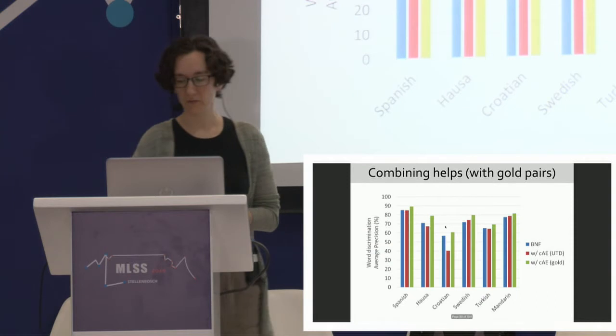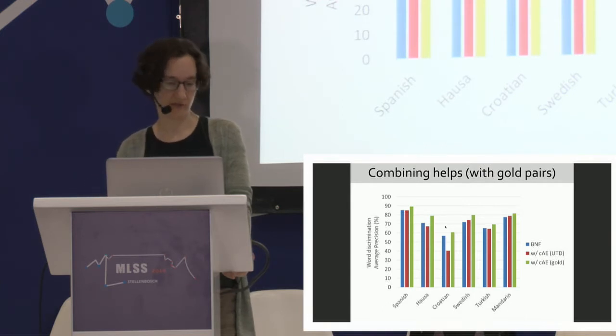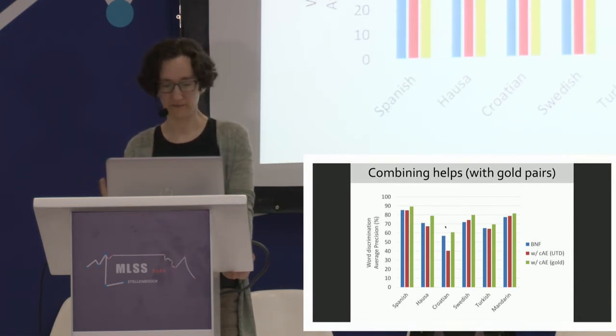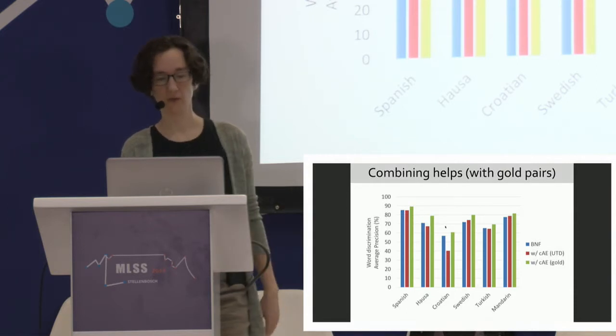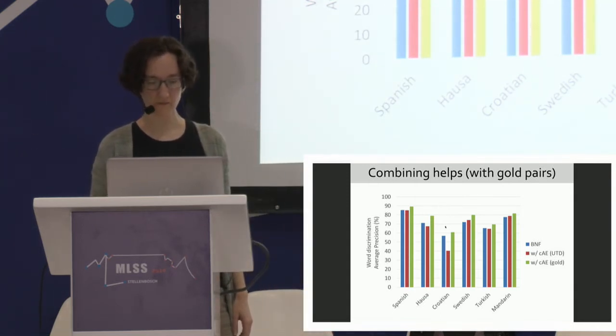And what you can see from our results is that combining the bottleneck feature idea with the correspondence autoencoder idea does actually help, although with the caveat that in this case it seems to only help when you use gold pairs, right? So our unsupervised pairs don't seem to be good enough to get this to work. Here are our 6 test languages again, and the ones that are working, you can see, are the bottleneck features in blue, and using the gold pairs in the correspondence autoencoder gives us a higher precision on the word discrimination task. Okay, so that's really nice.